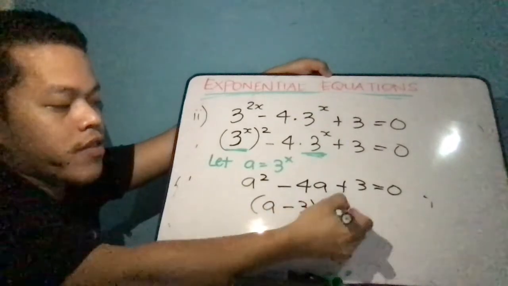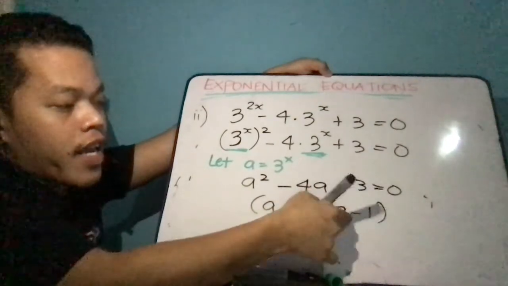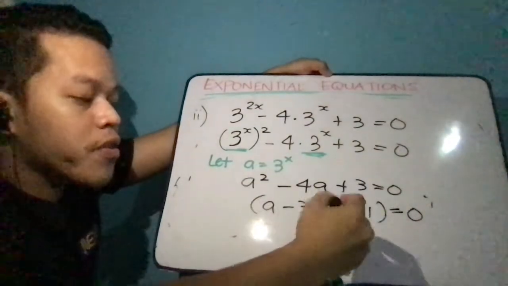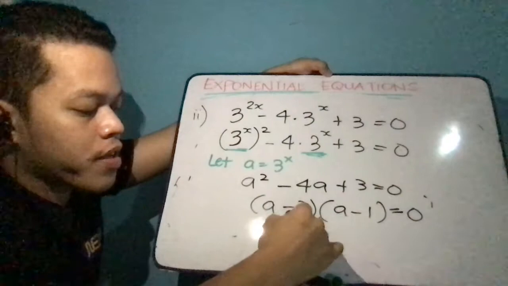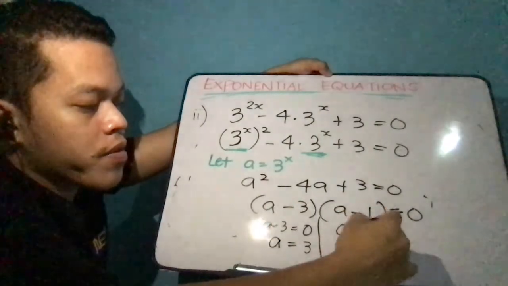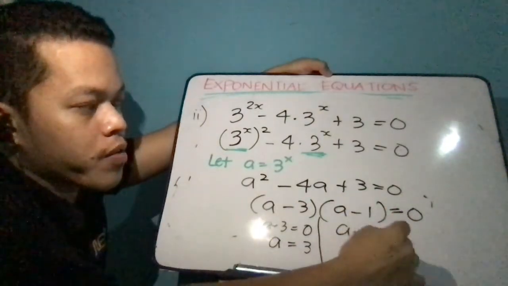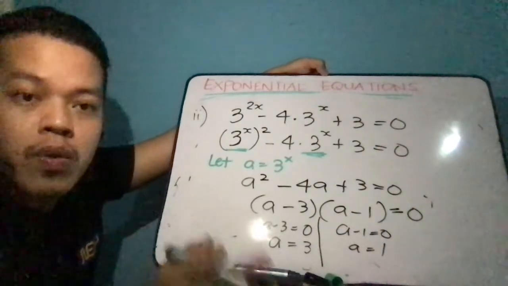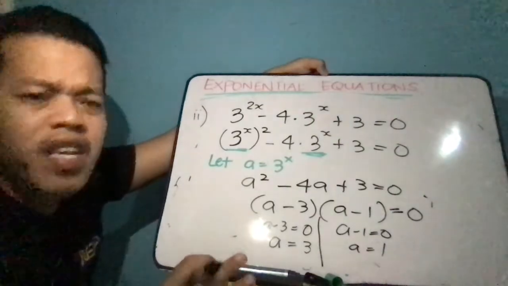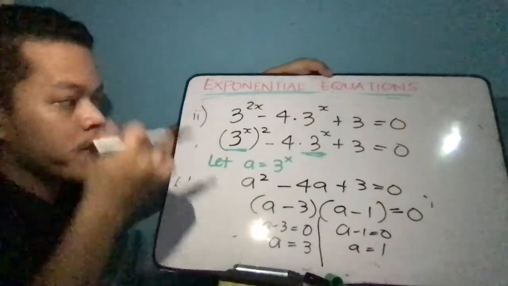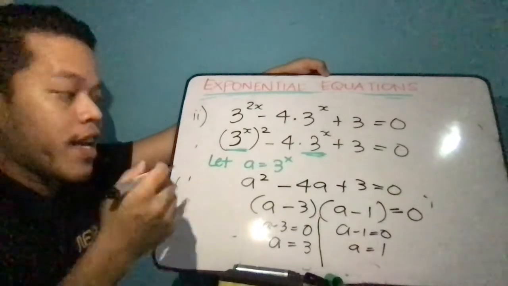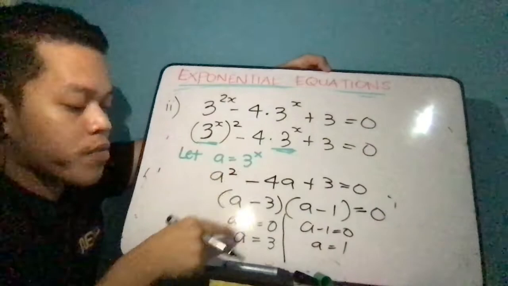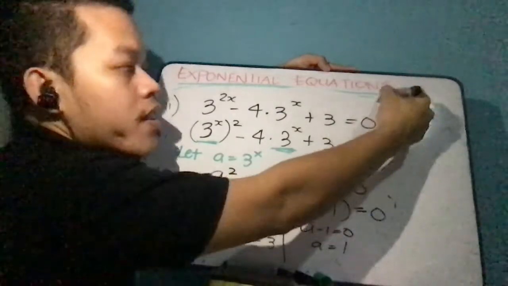And I can see that the factors are a minus 3 and a minus 1 equal to 0. And using the zero product property, a minus 3 is equal to 0, so a is equal to 3, and a minus 1 is equal to 0, so a is equal to 1. But we're not actually looking for the value of a. We're looking for the value of x. So how do we solve for the value of x? This is why we always go back to the given representation.